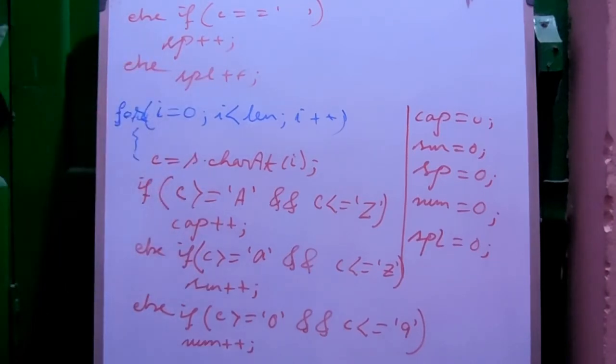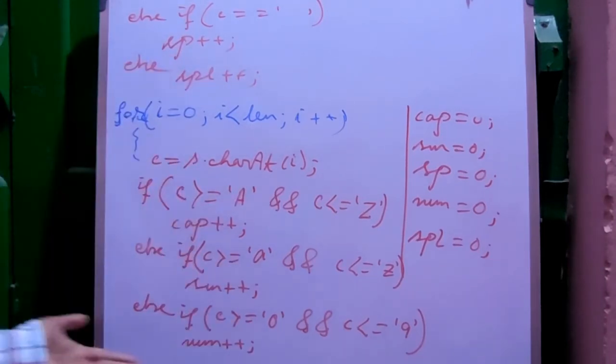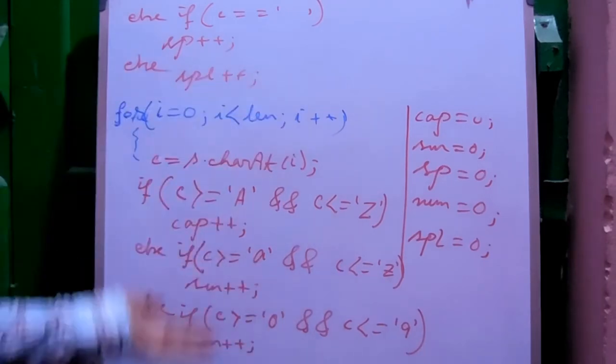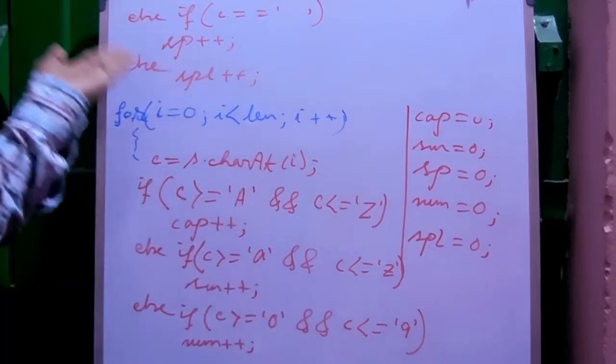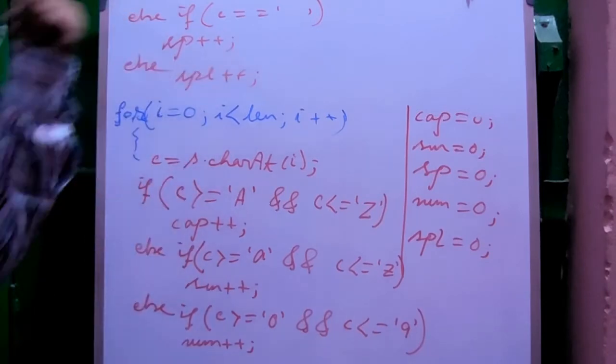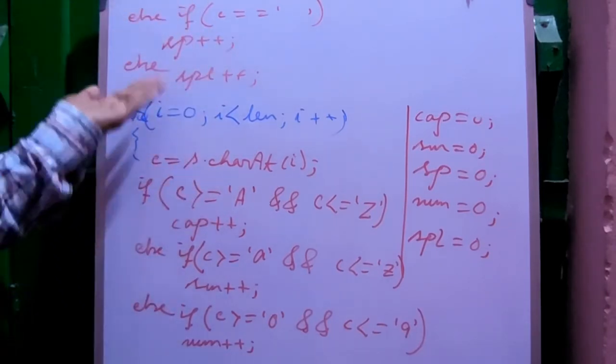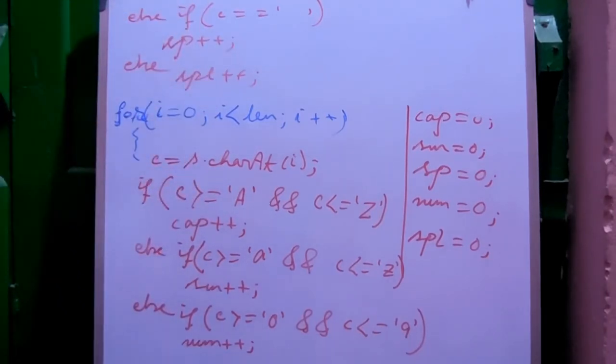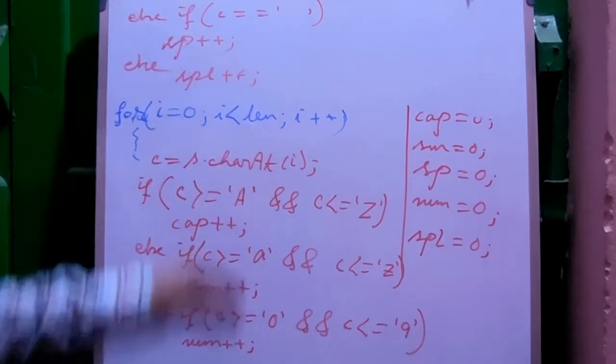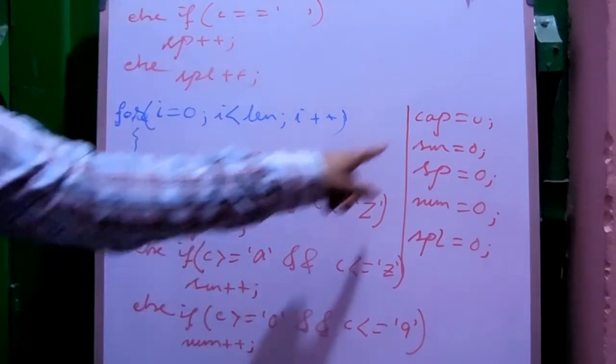So else means, out of all the conditions, if none of these conditions are satisfied, then the else part must work. So else will be special plus plus, so the special character counter will be plus plus. So that's all. And after that, what we will do is simply print each and every one of the 5 things.